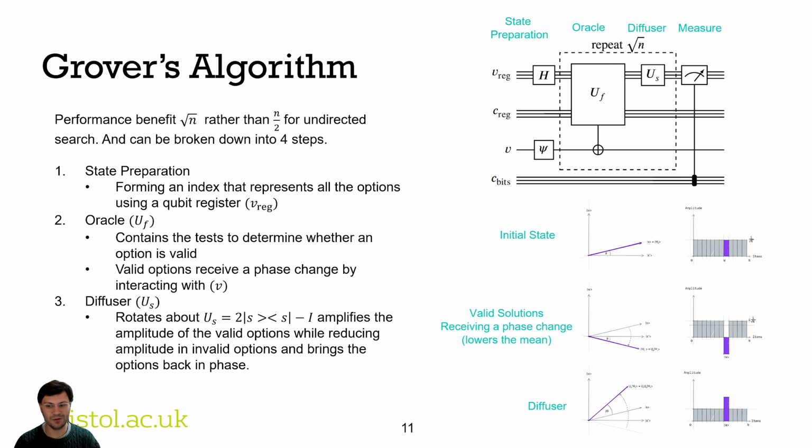Then we use the diffuser, which is effectively a geometric reflection. It's in the bottom right there, to promote the valid answers above the invalid. And we need to repeat this step, typically square root n times, to promote them with such a high probability that when we collapse this quantum space, we receive a valid answer. So that's where we repeat square root n times and measure.